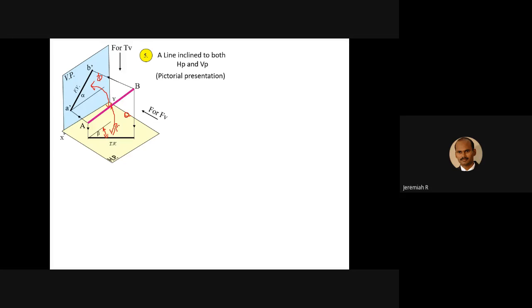Okay, we'll just see one more time. This is most important. A line is inclined to both HP and VP. Inclined to HP we use theta, maybe 30 degrees. Inclined to VP, maybe 40 degrees. Sometimes the inclination to HP, the inclination to VP and distances will be given. In the front view you'll get a reduced length line, and in the top view also a reduced length line, but inclined.